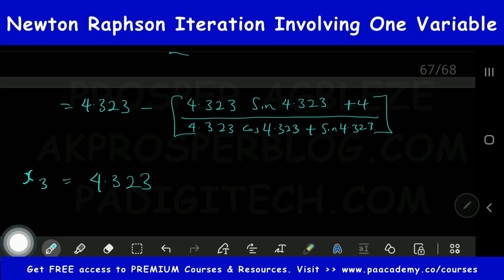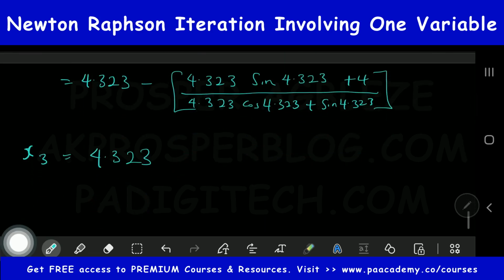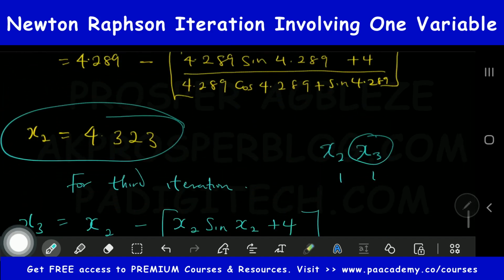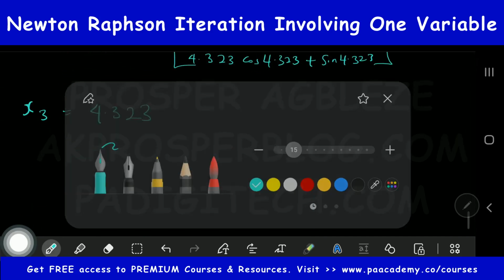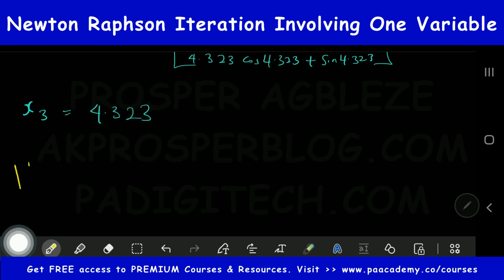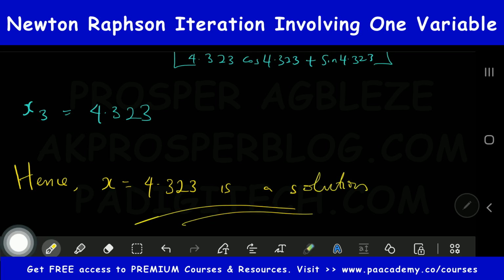Again, if you calculate this correctly, you are going to get x3 equal to 4.323. Now what do you notice? Just like I was explaining earlier, you see that our x2, which is 4.323, is the same as our x3, and that means we can conclude that x equals 4.323 is a solution. So that's how you know when to stop.